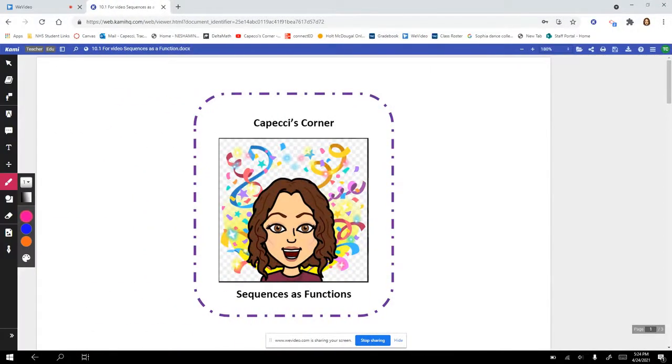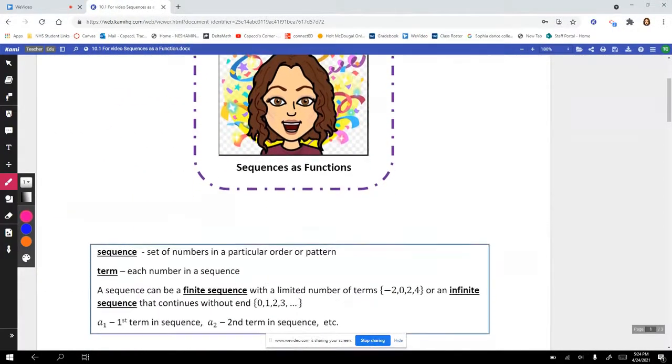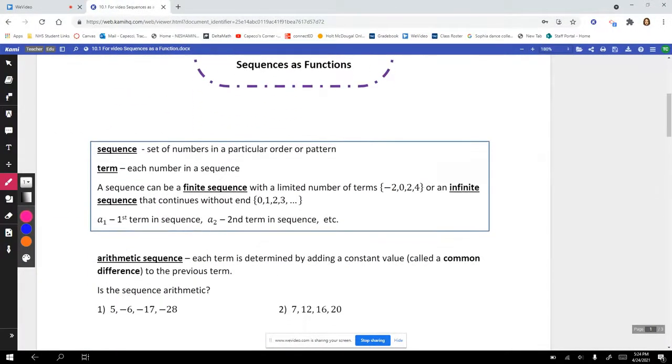At Betty's Corner, we're going to look at sequences as functions. So we have some vocabulary words first. What is a sequence? It's a set of numbers in a particular order or a pattern. For instance, here we have an example. Each term is each number. So in this one, we have 4 terms, right?